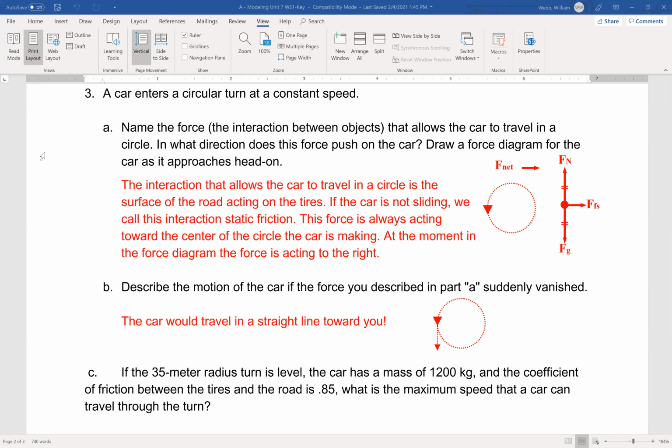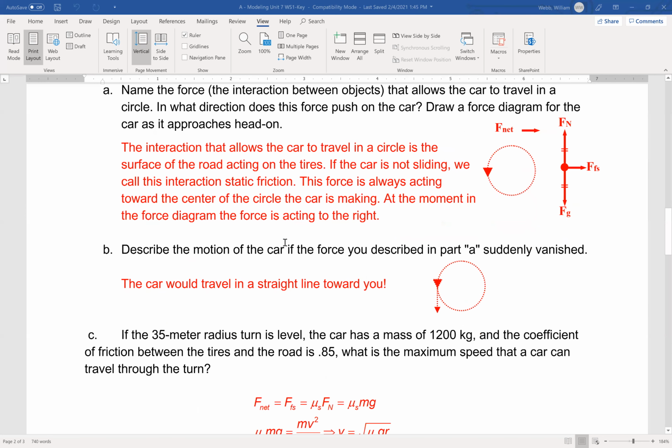All right, part C. If the 35-meter radius turn is level, so again, we're assuming the road's level, and the car has a mass of 1,200 kilograms, and the coefficient of friction between the tires and the road is 0.85, so that's a pretty good high coefficient. What's the maximum speed that a car can travel through the turn? So if we consider these data points, I'm just going to reveal step by step, and you can compare your notes.